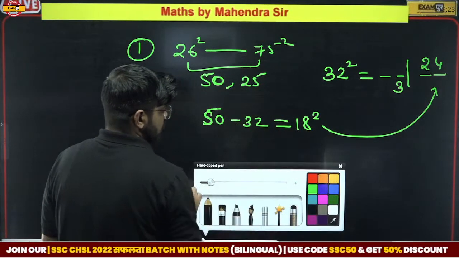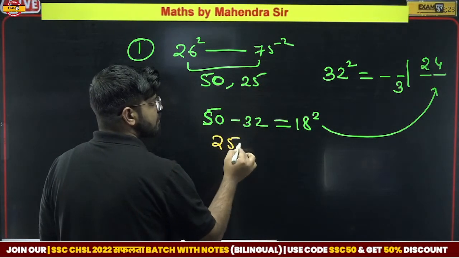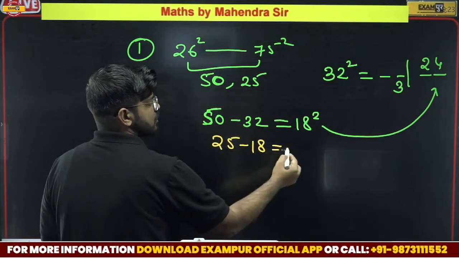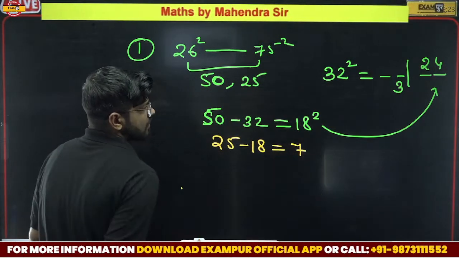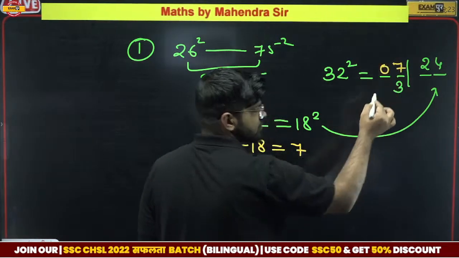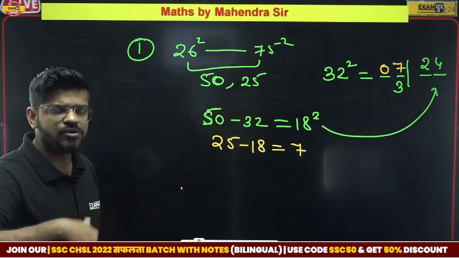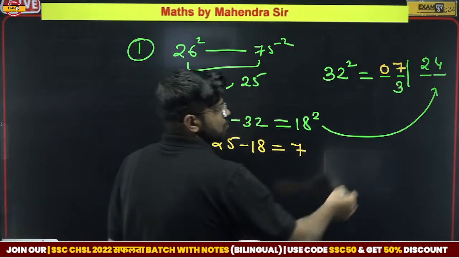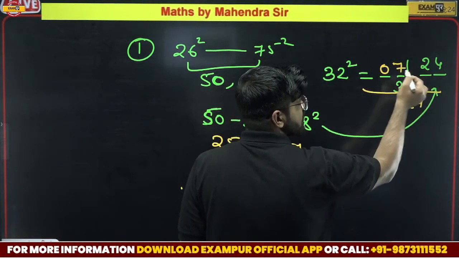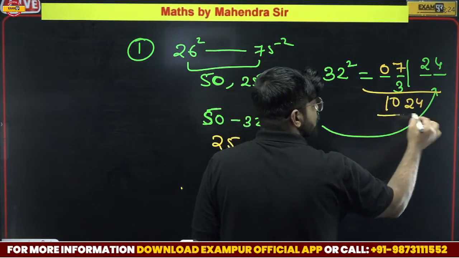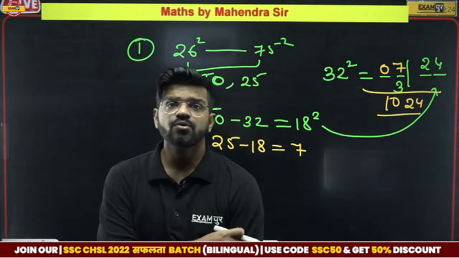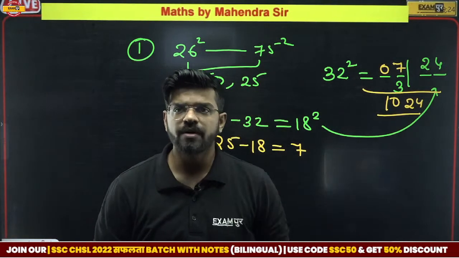Also we have to subtract this difference from 25. So what will we get? We will get 7. Now write the 7 here in this place. You can also write 07, but it's okay, we can neglect the zero. So after adding all these numbers, we will get 24 in the last, and 7 and 3 we will get 10. So 1024 is the square of 32.